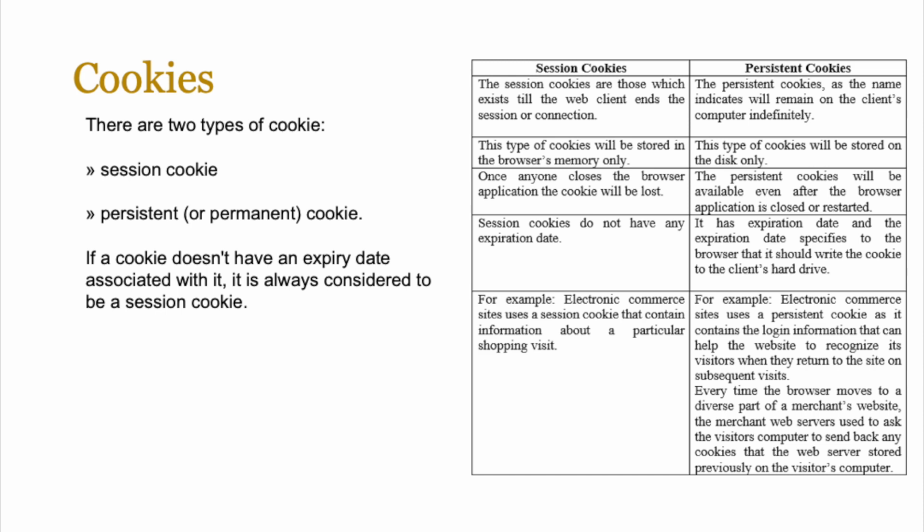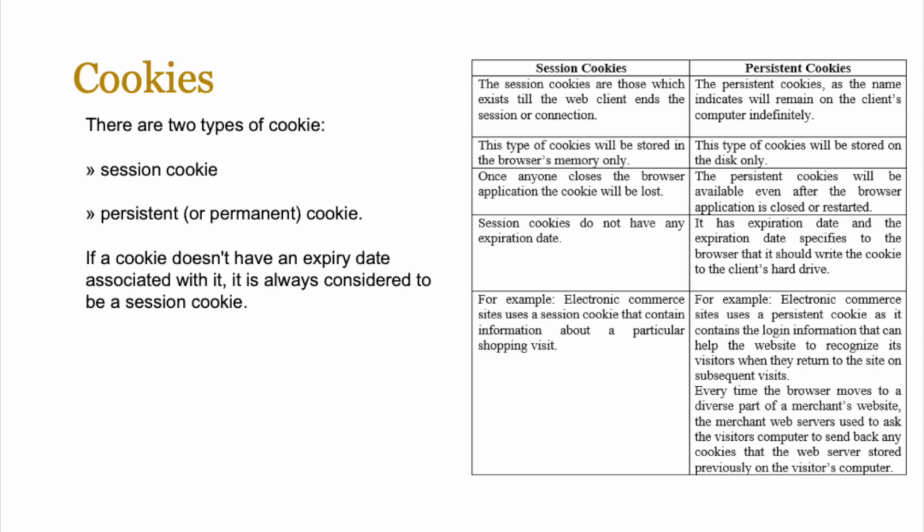Generally, there are two types of cookies, a session cookie and a persistent or permanent cookie. If a cookie doesn't have something called an expiry date associated with it, it's always considered to be a session cookie. So it should be deleted every time you close your browser or perhaps disconnect from a website.